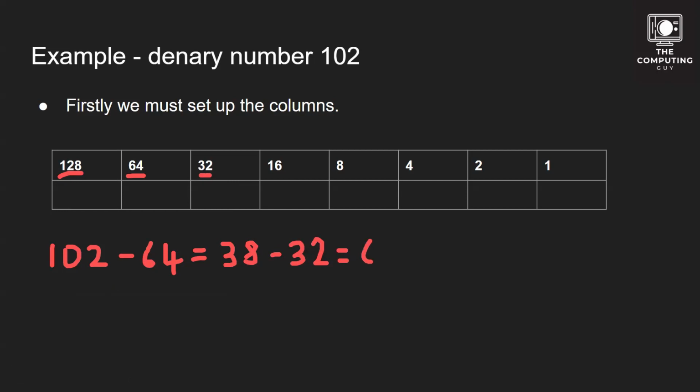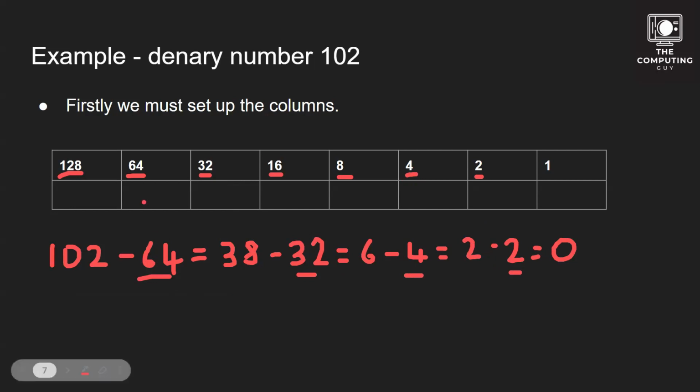the number 6. Now we can't use 16, we can't use 8, we can use 4. So 6 minus 4 will give us the number 2, which makes the rest of the steps fairly straightforward. So now we're on the number 2. 2 minus 2 will give us 0. Once you've got to the number 0, you've used all the different numbers you could along the way. So in this case, it's 64, 32, 4, and 2.